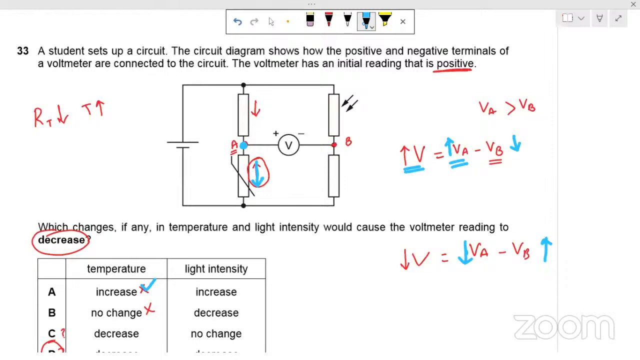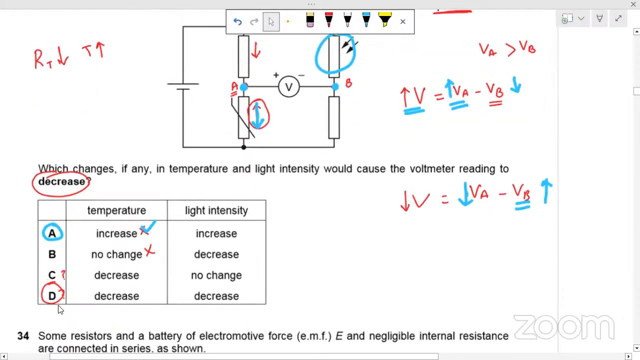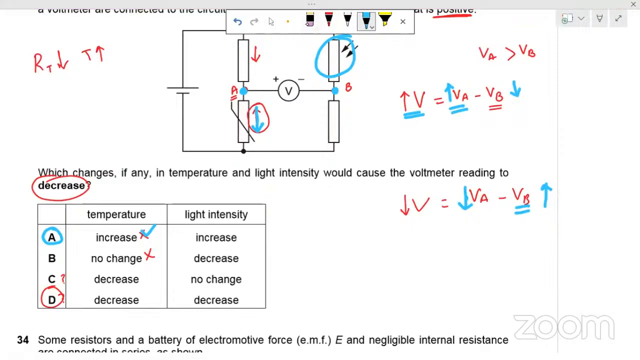So this is possible. And we want to increase this voltage VB. So we should decrease this resistance, and that decreases when the light intensity is increased. So I'm sorry, A is the right answer. I just misunderstood the statement. I did it for increase. If we wanted to increase this voltmeter reading, then our option would be D. But in this case, we want to decrease this voltmeter reading.